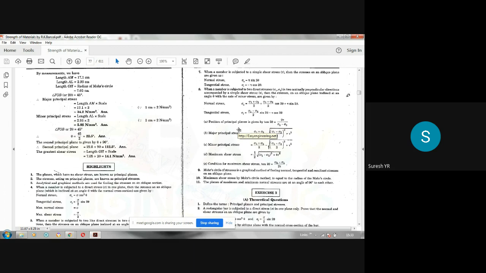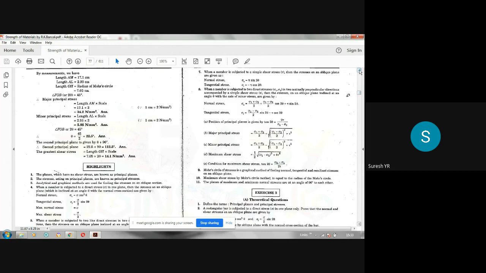So there will be two principal planes. This is the formula used to find the angle made by the principal plane. So tan 2 theta. You will actually get two values of theta here. One value differs from the other by 90 degrees. If one value is 70 degrees, another angle will be 70 plus 90, which is 160 degrees. So that is what we have discussed earlier.